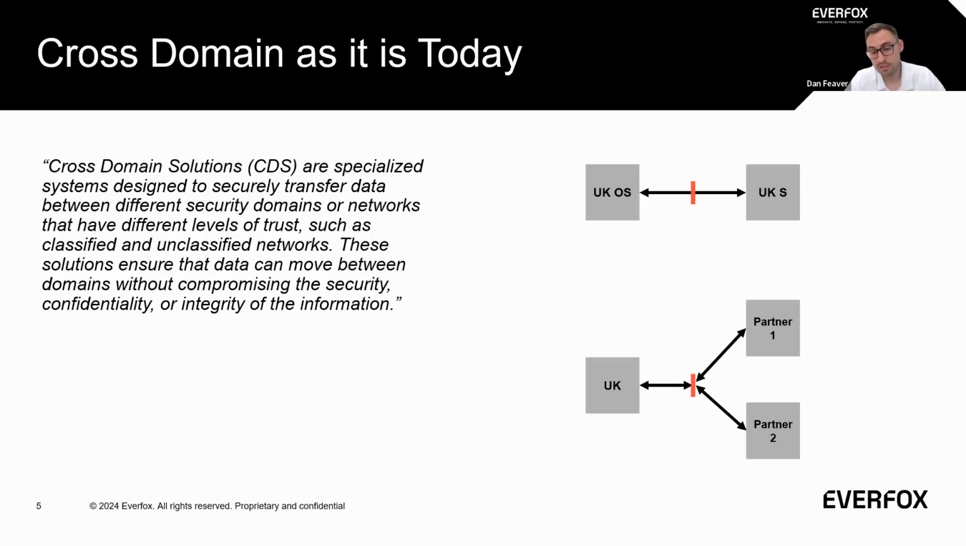But it might not necessarily be as simple as two networks connecting together. It might be different coalition partners, for example, connecting into a single point. For example, you could have the UK connecting into a network, a partner then connecting into the same network, and another partner connecting into that network. And you need a cross-domain solution there to ensure that the data that's coming into that collaboration environment, if you like, is safe and clean, that all the users within that collaboration environment are interacting with digitally pure information.